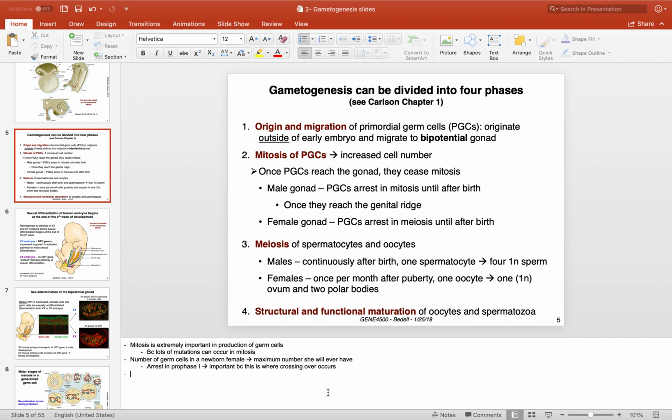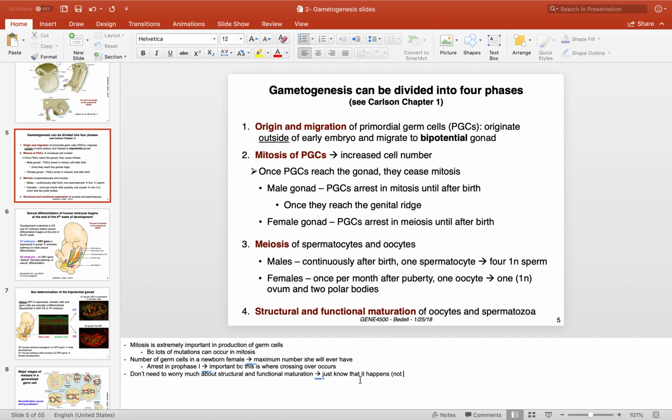Okay. So let me just show you a little bit about the origin and migration. We won't talk any more about mitosis, and then we'll get right into meiosis. You don't have to worry about this. I want you to know that there is this structural and functional maturation, and you can read about it in that chapter, but other than knowing that there's a stage, you don't have to know the details of it. That's also a very interesting process going on. Okay.